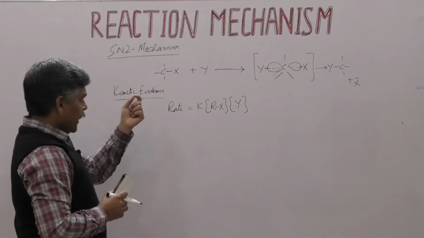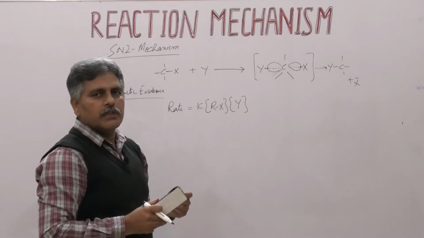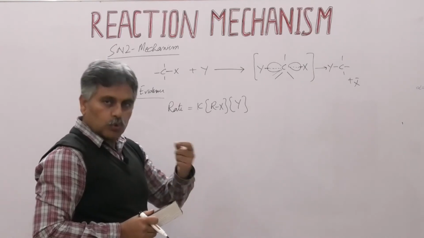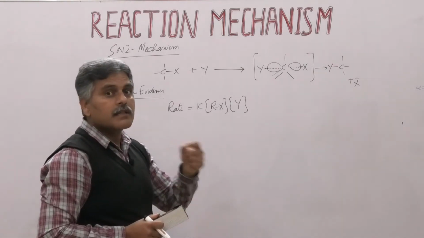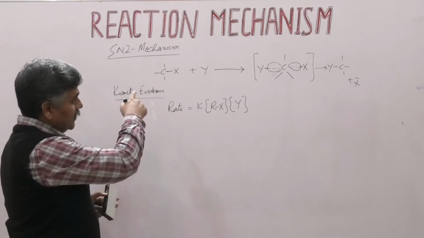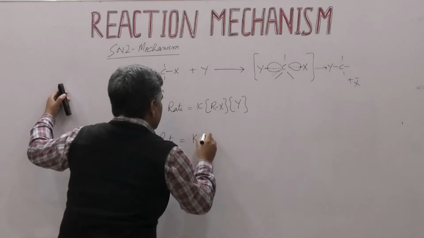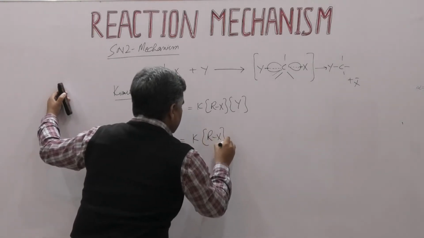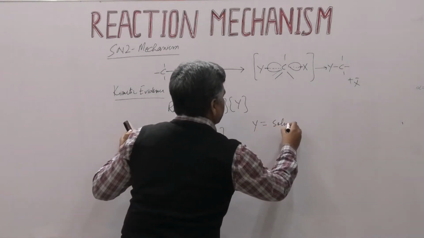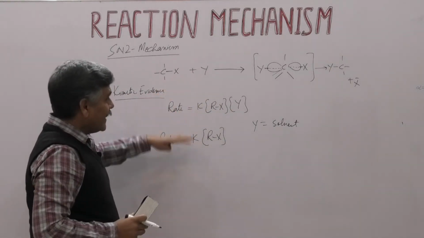Suppose Y is present in excess, for example in some nucleophilic substitution SN2 reactions, the Y also acts as nucleophile and also as solvent. In such cases, again the reaction is second order, but we write the rate expression as k[RX]. This is the case when Y also acts as solvent. Because it is present in excess, again the reaction is second order.